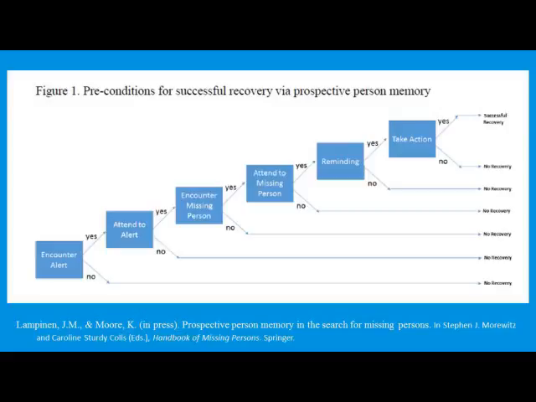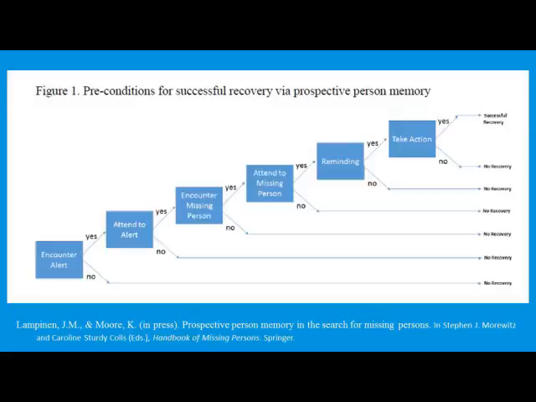Now, we've recently developed this model here showing the process of prospective person memory as it pertains to a missing persons case. Now, this is a sequential model, and successful recovery of the person relies on each precondition being met. Now, many people are going to encounter the alert, as in step one, and a smaller proportion of these people will actually pay attention to it, as in step two, so that they encode the missing person's face accurately enough so that they can be reminded of it later. Now, a small minority of people will make it to step three. These are the people who actually encounter the missing person out in public.